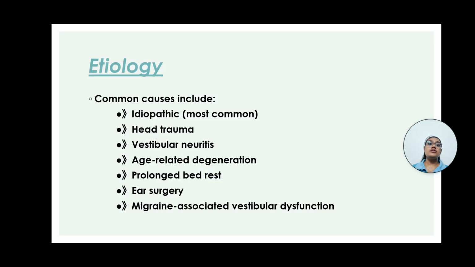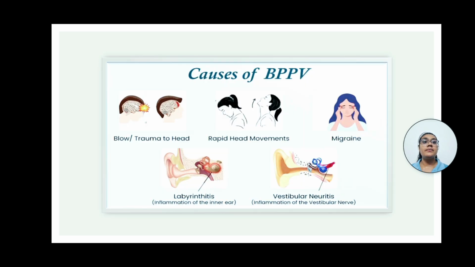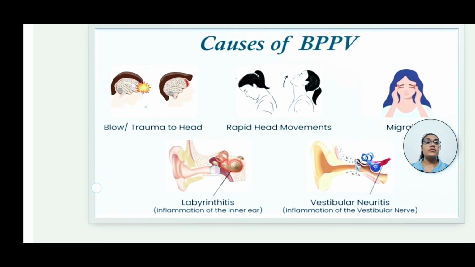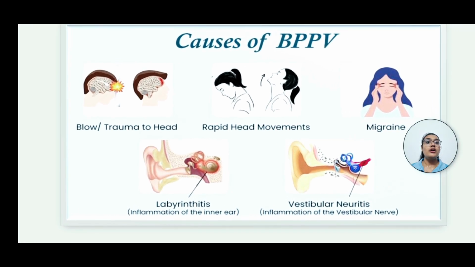Here is the etiology. Common causes include idiopathic, head trauma, vestibular neuritis, age-related degeneration, prolonged bed rest, ear surgery, migraine, etc. Here you see in the picture: trauma to the head, rapid movement of the head, migraine, inflammation of the inner ear, inflammation of the vestibular nerve.